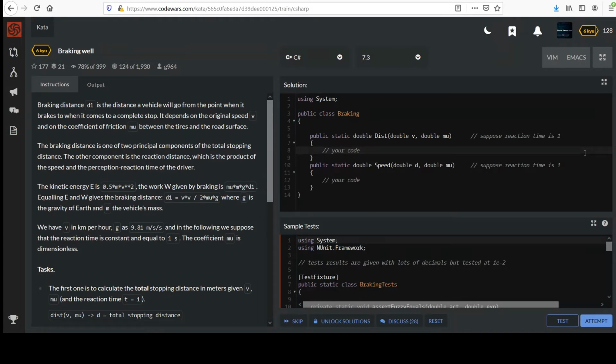The challenge is called Breaking Well. We're going to take it up a notch. I think just a few challenges ago, they had one where we just added 3 numbers. And so we're going to get a little bit more into math for this one, but that's a good thing. I'll read you the instructions.